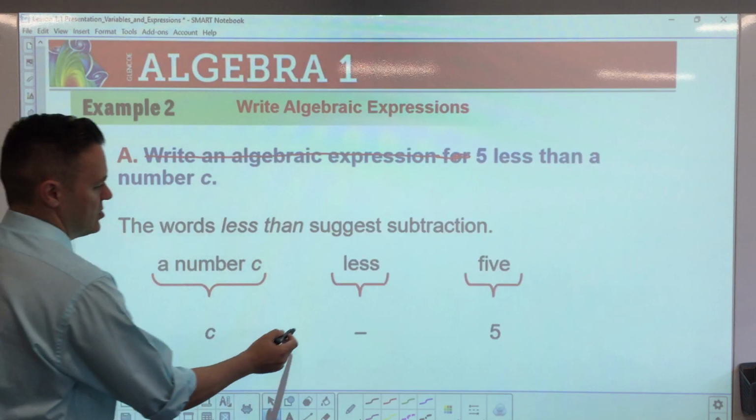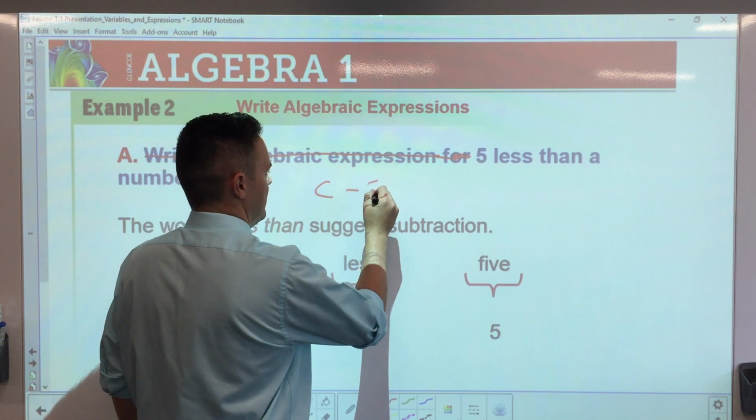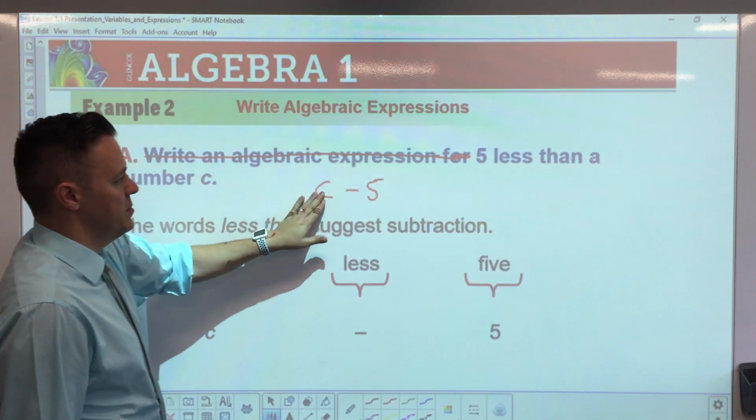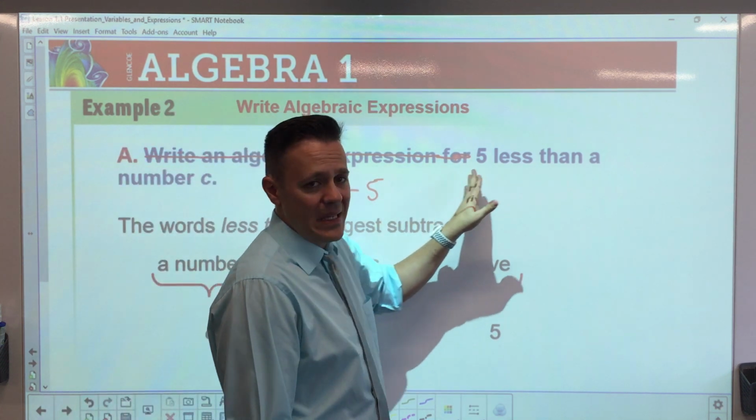All right, so that is your answer. C minus 5. Okay, 5 less than a number c. So your number would be c, but it's going to be 5 less than that.